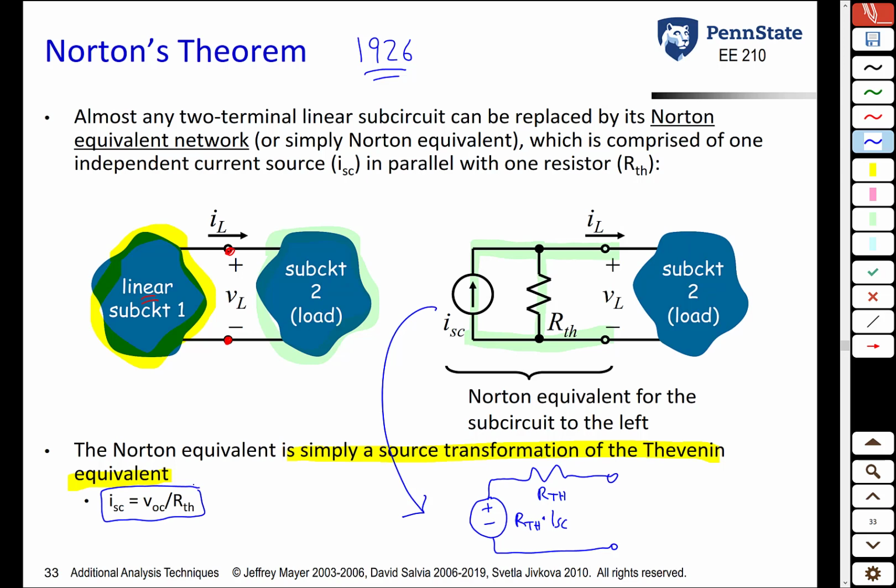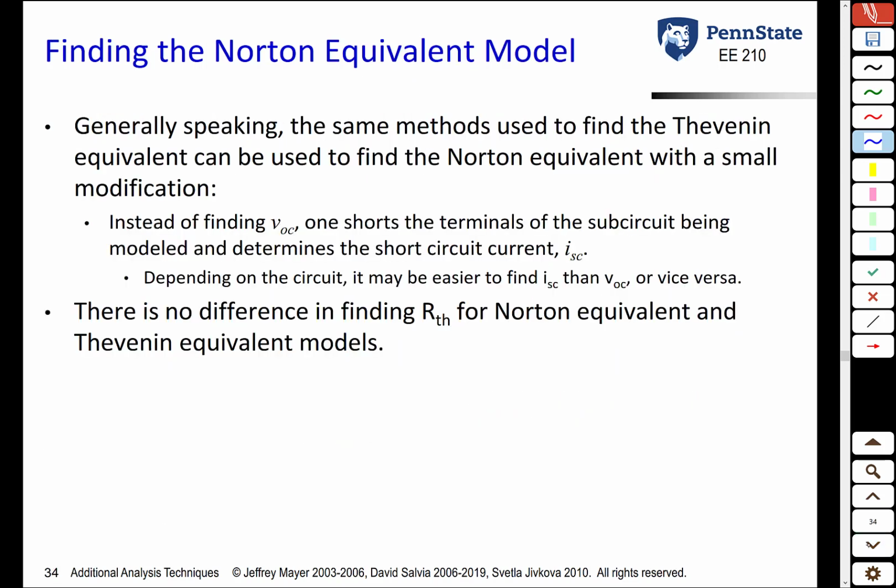What I find incredible is that it took half a century to come up with Norton's theorem after Thevenin's theorem was invented. So to find the Norton equivalent model, there are a couple ways you could do it. One way is instead of finding VOC, the open circuit voltage across terminals, instead you find the short circuit current ISC. Depending upon the circuit, you might find that it's easier to find ISC rather than VOC. That's why you might say you'd rather find the Norton equivalent first.